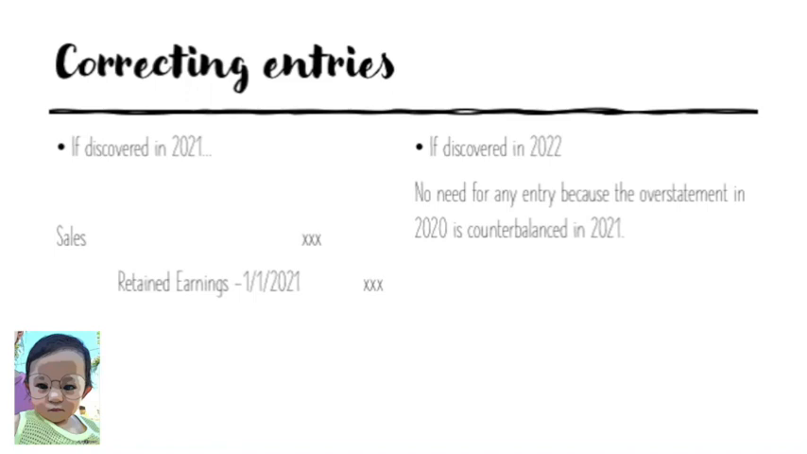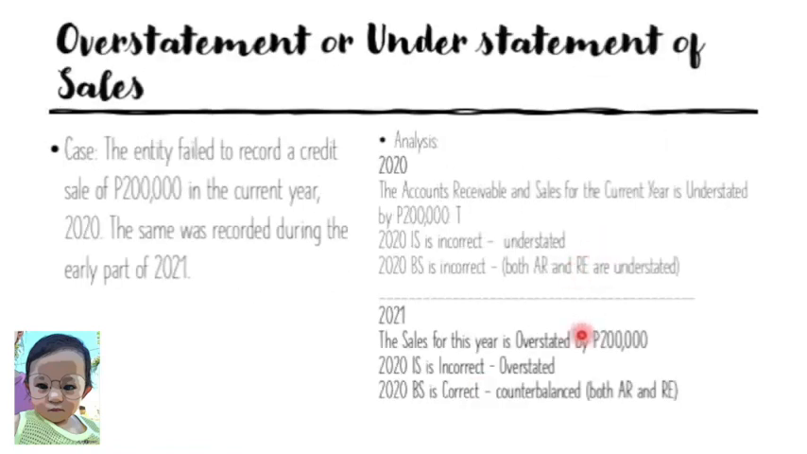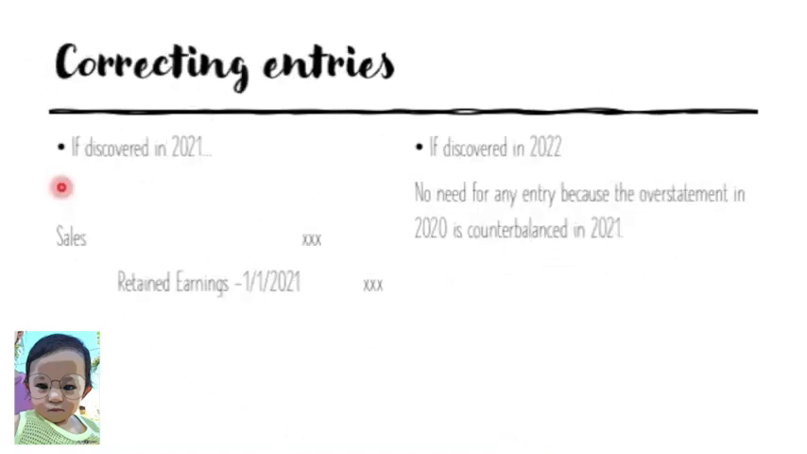So, if the error was discovered in 2020, of course, you should make the appropriate correcting entries, and that would be debit AR, credit sales, because your AR and sales are understated if it is discovered in 2020. However, if it is discovered in 2021, what you're going to do first is you debit sales. Why debit sales? Because in 2021, your sales has been overstated. So you debit sales in order to decrease, in order to correct.